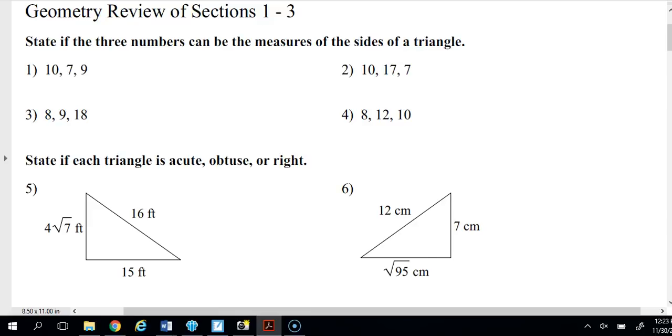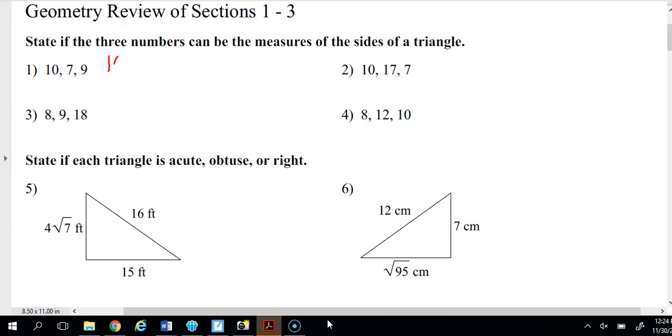So this is a review of sections 1 through 3 of Unit 7 to prep you guys for the quiz that we're taking on Wednesday. So this first set of questions says state if three numbers can be the measures of the sides of a triangle. So in this one we're going to compare two sides to the third, compare two sides to the third, compare two sides to the third.